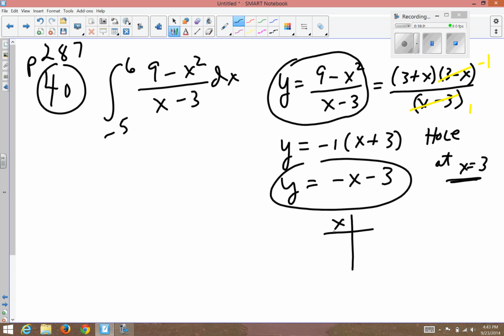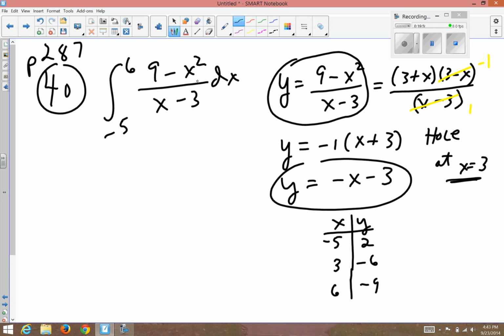When x is -5, the starting number, what is y? -(-5) minus 3, that's 5 minus 3. Usually we go to 6 next, but I'm going to go to 3 to see where the hole is. When x is 3, -3 minus 3 is -6. And when x is 6, that's the ending point of this interval, -6 minus 3 is -9.